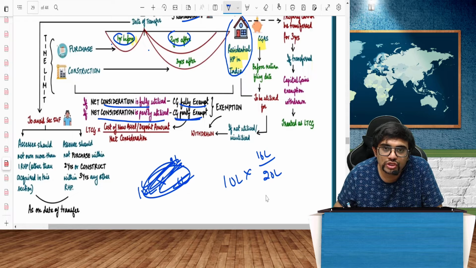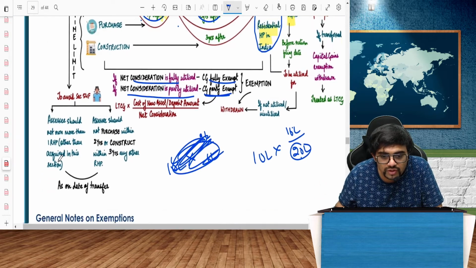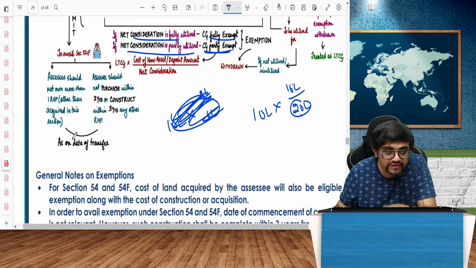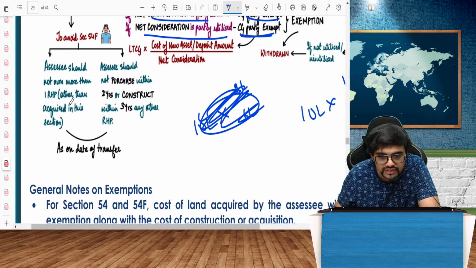So you should use the full net consideration. If you use it less, less will be allowed. Cost of new asset also will come down. One more condition, guys. To avail 54F, one more deadly condition.